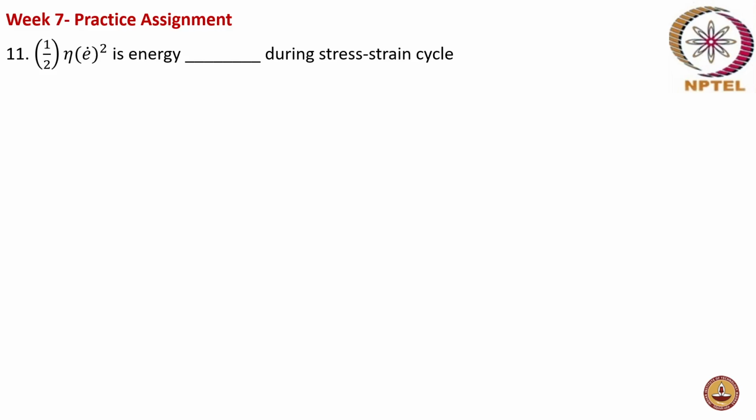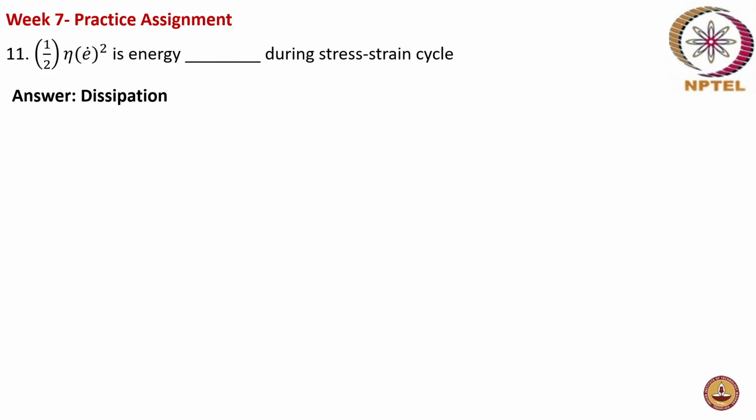Eta is the clue. Ma'am, is it dissipation energy? Yes, it's energy dissipation. Whenever you have eta, it's energy dissipation, whereas for energy absorption or elastic energy, you have E, your modulus. So eta is a clue. This is the final expression you get for energy dissipation during a stress-strain cycle.